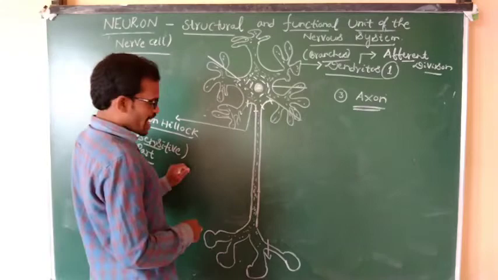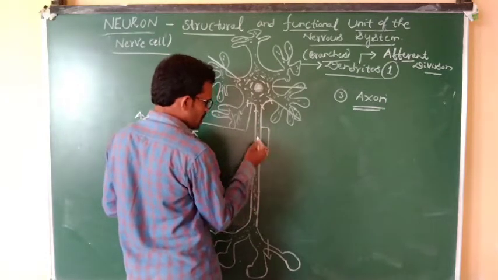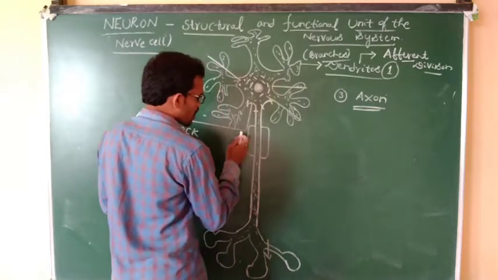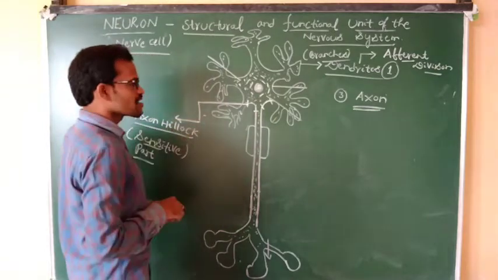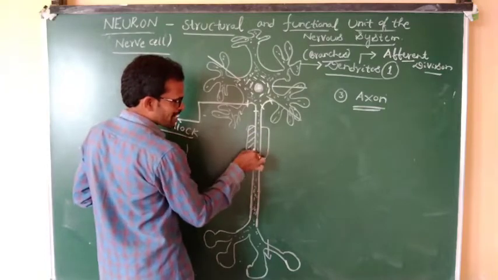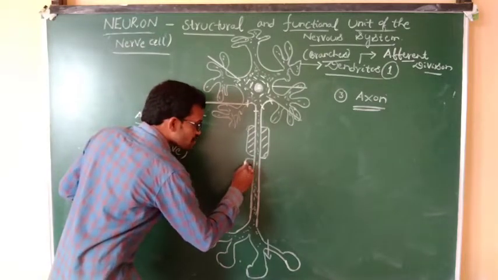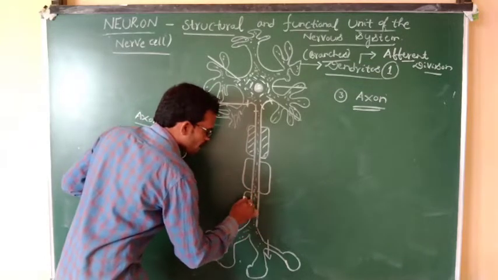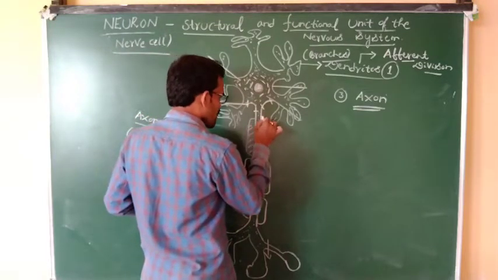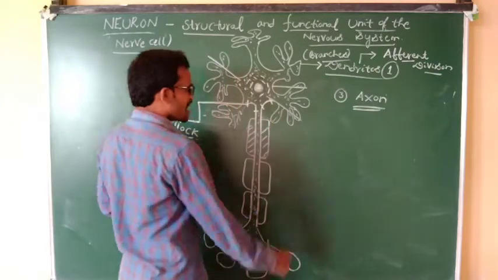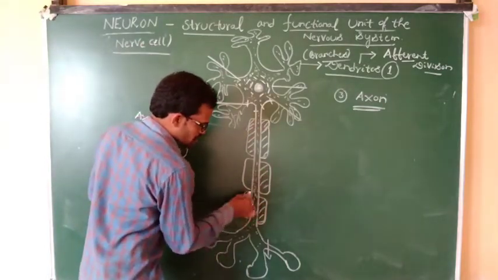Coming to the axon, if you observe the axon, the axons are covered. The axons are wrapped and surrounded by the myelin sheath.